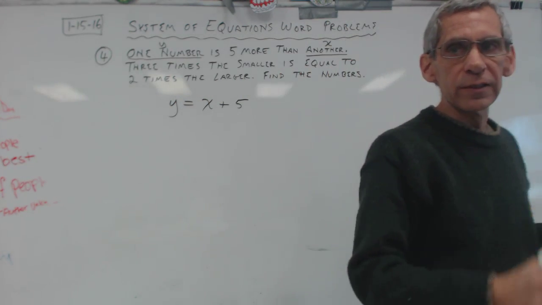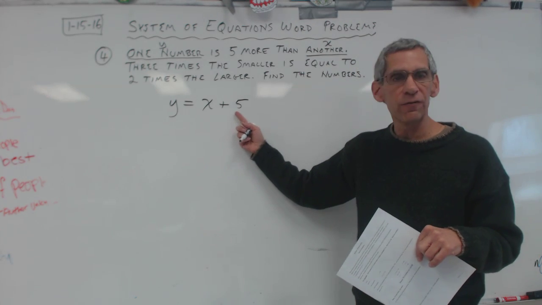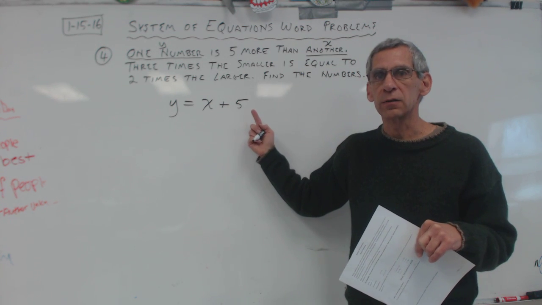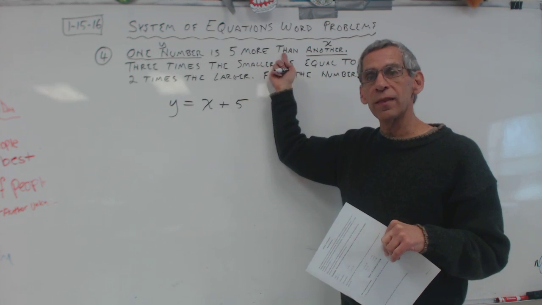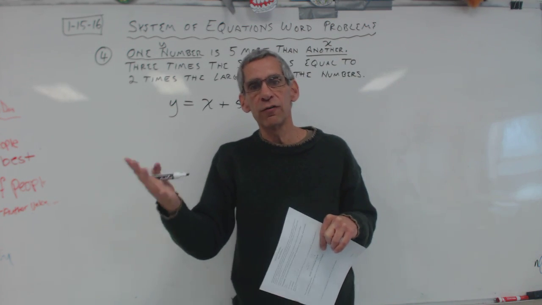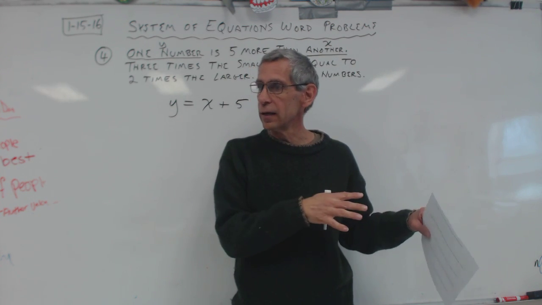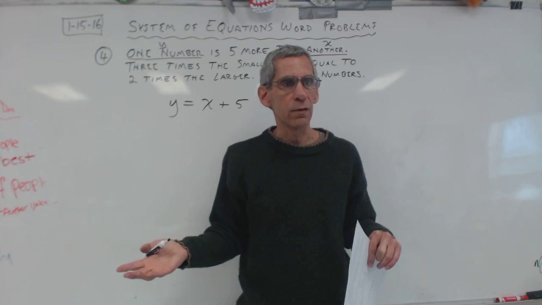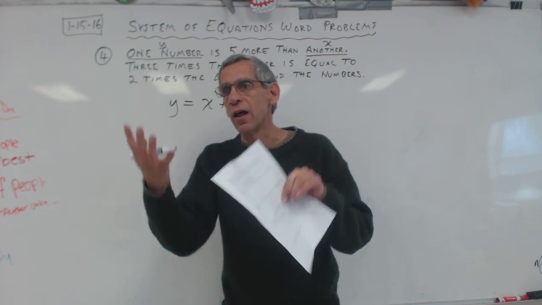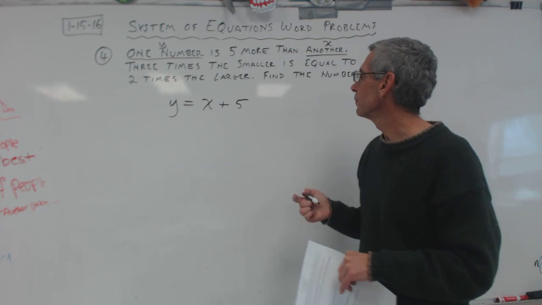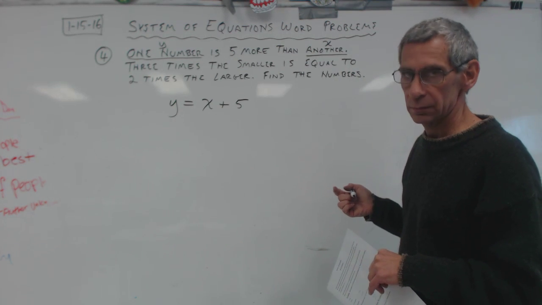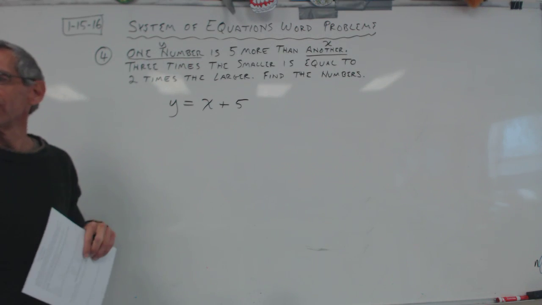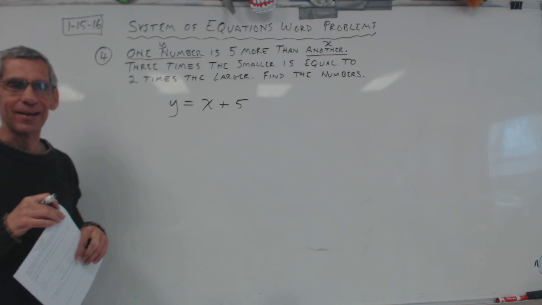Now, I want to know if you understand that. Do you understand why the 5 went after the x? It goes after the x. 5 more than another, you have to have the another first, right? Before you can have 5 more than it. You can't just say that y is 5 more than. You gotta have the thing first, and then plus 5. It's beautifully said, Bella.